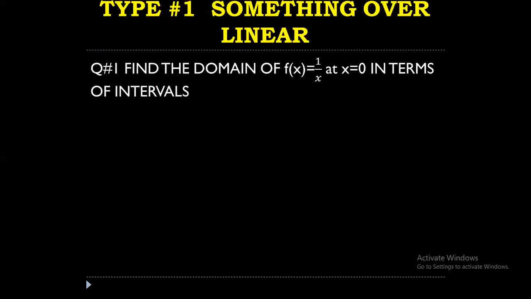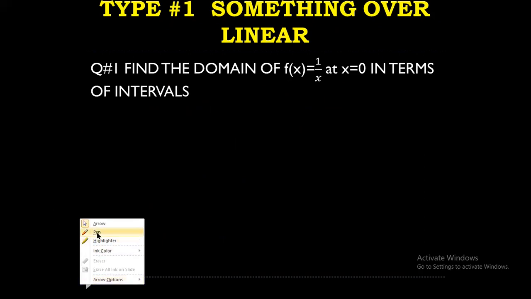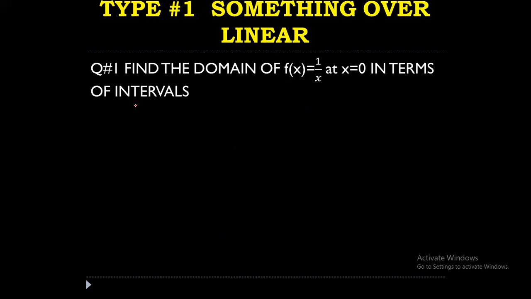Type number 1. So we will discuss a few types in which you can find the domain in a very simple and easy style. So question 1, it is very simple and easy. Find the domain of f(x) equal to 1 over x at x equal to 0 in terms of interval. This is the question I want to explain. So boys, take f(x) equal 1 over x.